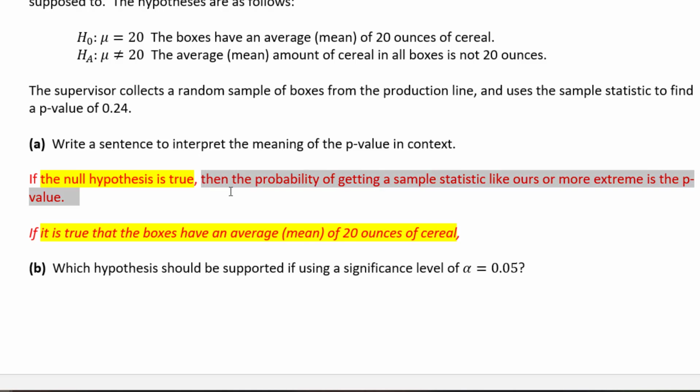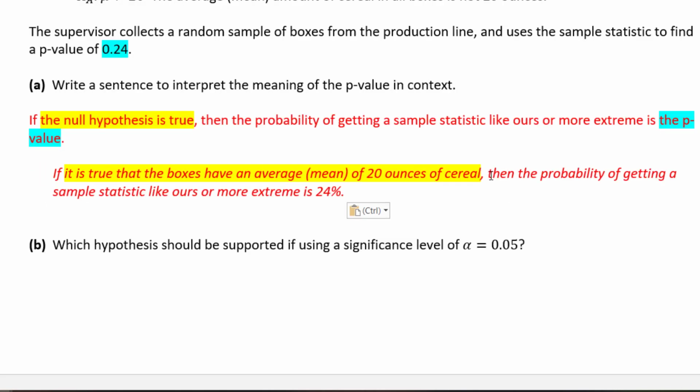Then the probability of getting a sample statistic like ours or more extreme is the p-value. Well, we have been given the p-value, so we can actually replace this word p-value with the value given to us. So the second part of our phrase would read, then the probability of getting a sample statistic like ours or more extreme is 24%. The p-value is 0.24, which is 24%.